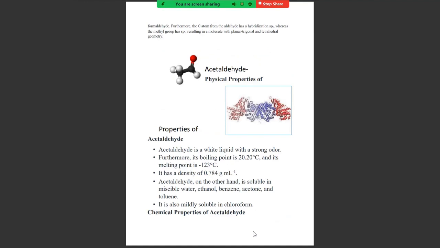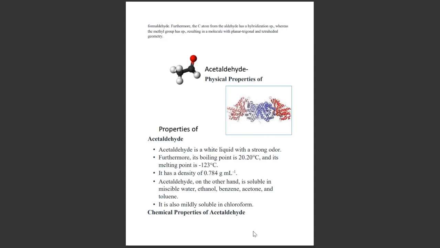And then we talk about the physical properties of acetaldehyde. Acetaldehyde is a colorless substance with a very strong scent. Furthermore, its boiling point is 22 degrees Celsius and its melting point is negative 123 degrees Celsius, and it has a density of 0.784 grams per milliliter. Acetaldehyde, on the other hand, is miscible in water, ethanol, benzene, acetone, and toluene. It is also mildly soluble in chloroform.